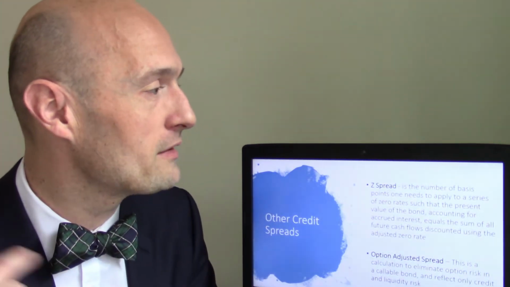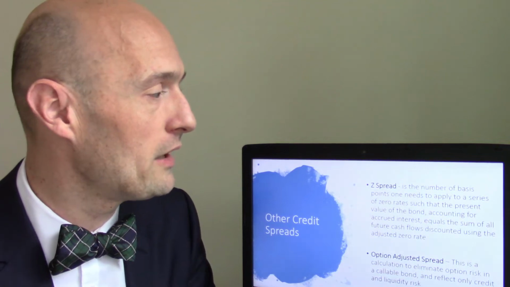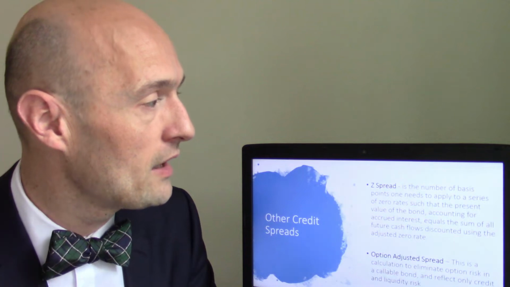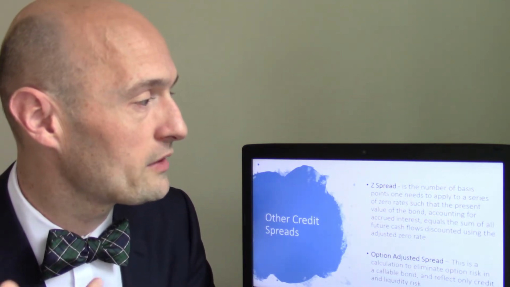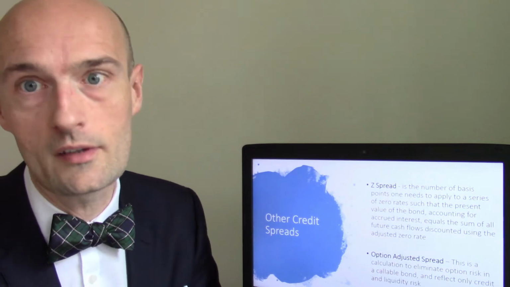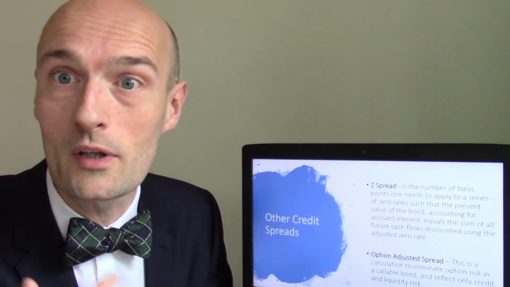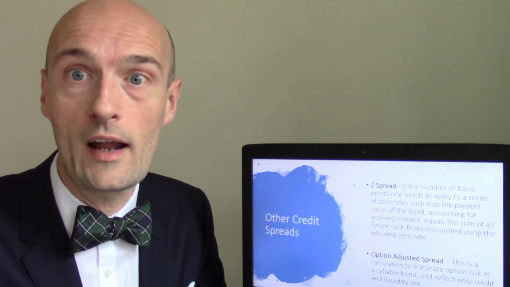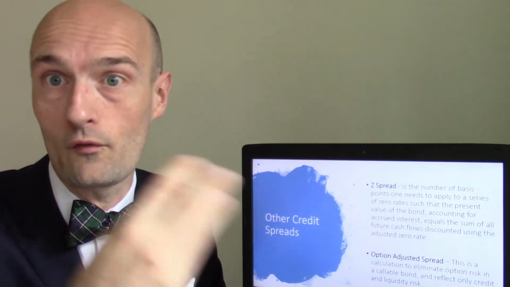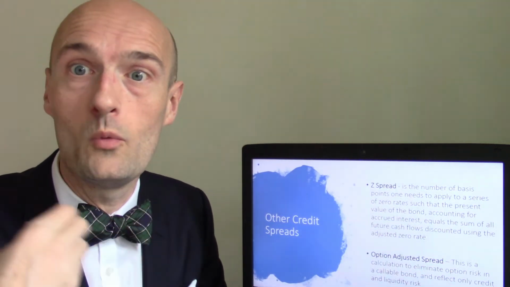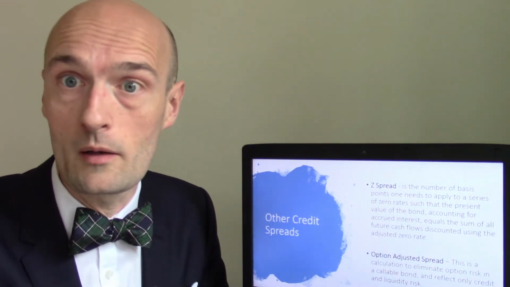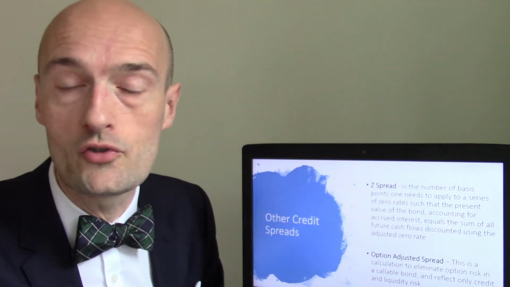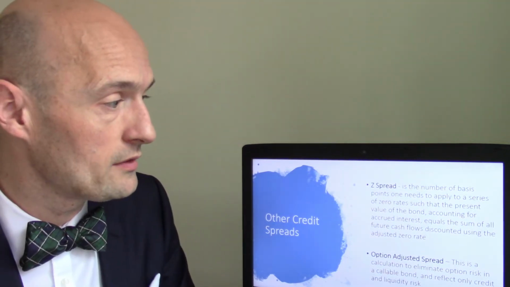So z-spread is the number of basis points that you need to apply to a series of zero rates such that the present value of the bond, accounting for accrued interest, equals the sum of all the future cash flows. That's a more complicated way of saying what I just said, which is the z-spread just adjusts for the fact that different coupons will be discounted at different applicable interest rates. And then option adjusted spread adjusts for callable and puttable bonds.